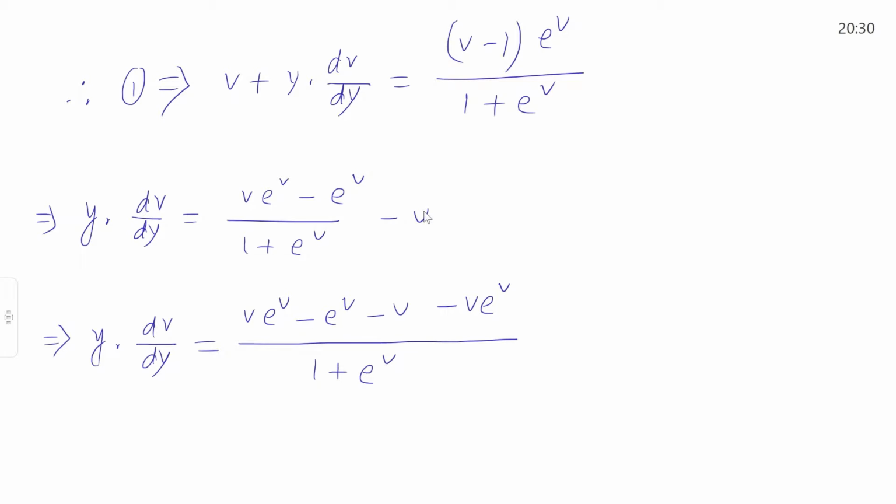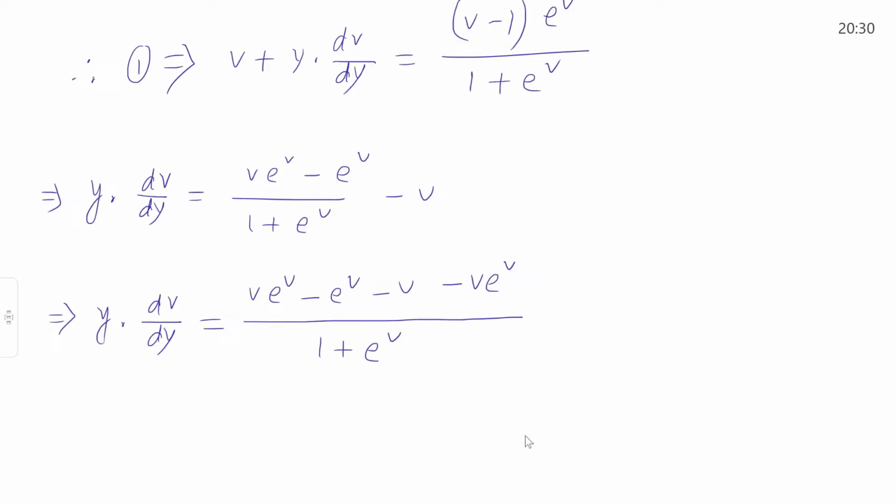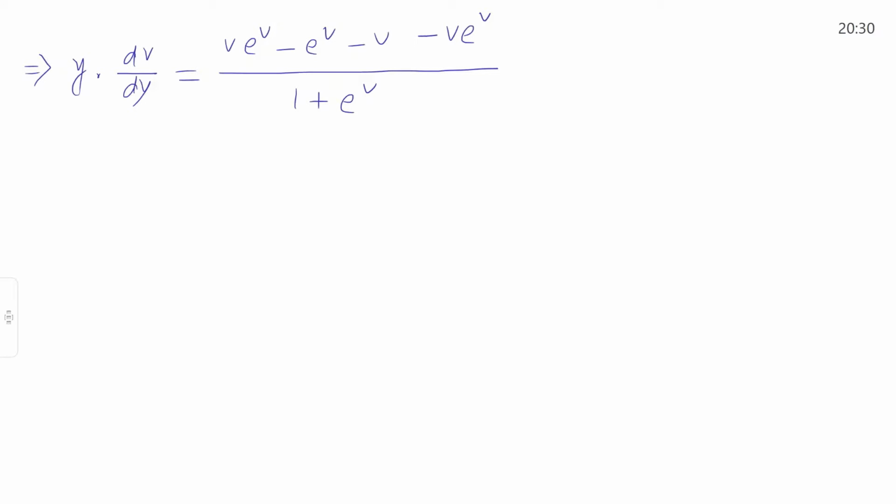This one is same, and minus v e to the power v. This term is cancelled, or you have a minus common. So the next line will be, this implies y into dv dy is equal to minus common, so it is e power v plus v divided by 1 plus e to the power v.